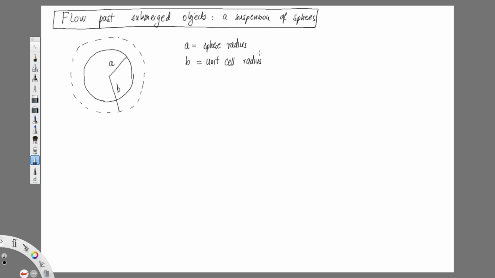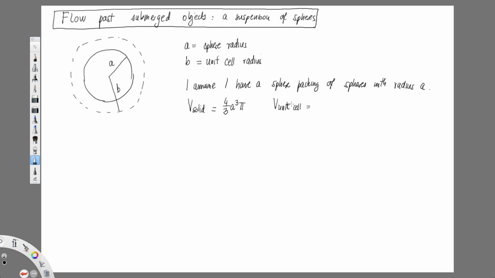So I'm going to try to fit as many spheres like this as I can into my sphere packing. Okay? So I assume I have a sphere packing of spheres with radius A. How many unit cells can I fit into this sphere? Now I know that the volume of the solid is simply 4/3 A cubed pi, and the volume of my unit cell is, what is my volume of the unit cell? B cubed pi. Okay?